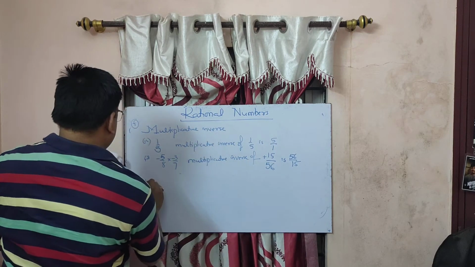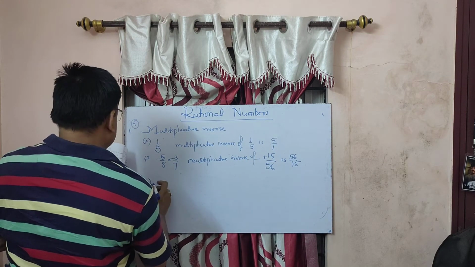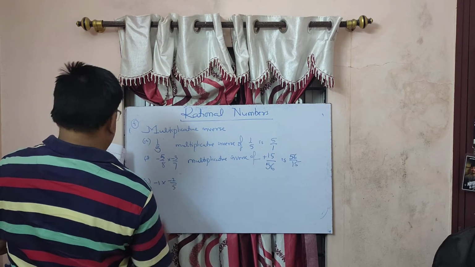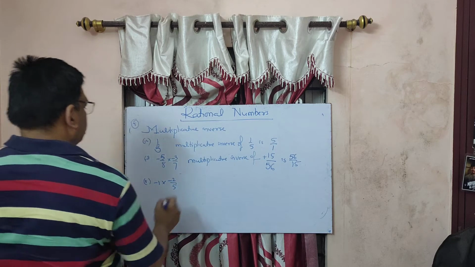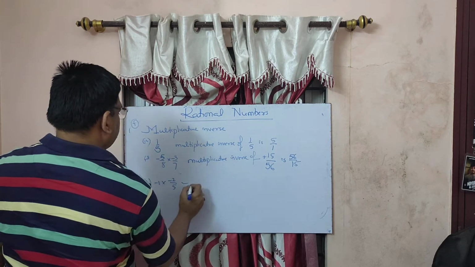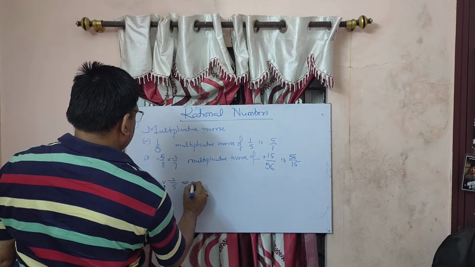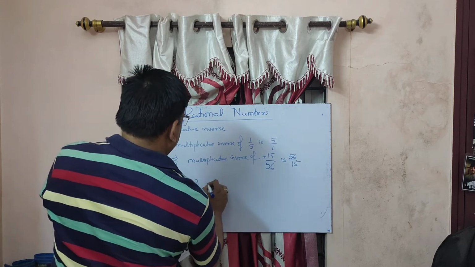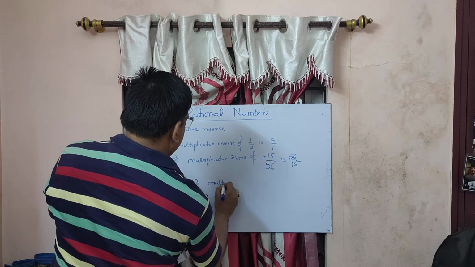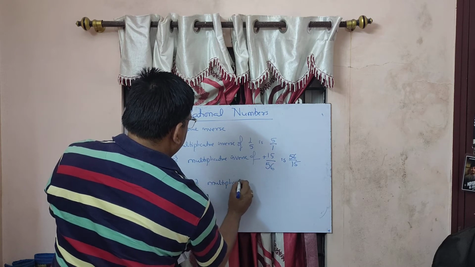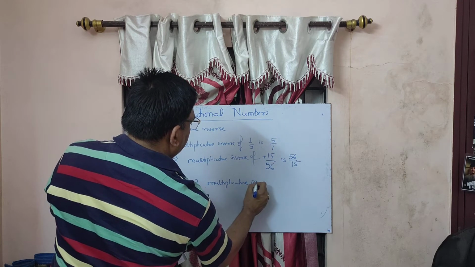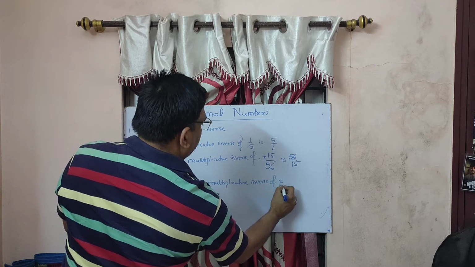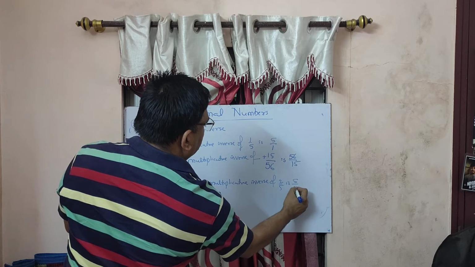Next one, fifth one. Minus 1 into minus 2 upon 5. So this can be written as minus into minus plus 2 upon 5 as it is. So again, the multiplicative inverse of 2 upon 5 is 5 upon 2.